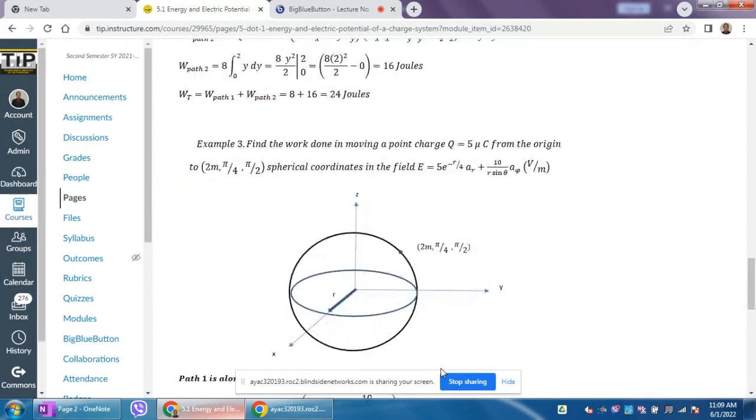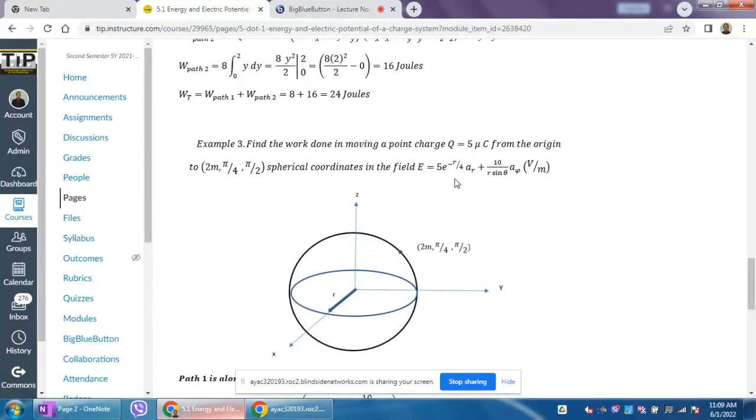Okay, so moving on. Okay, let's have this next example. Ito naman pong next example natin is a spherical coordinate system. So find the work done in moving a point charge Q of 5 microcoulomb from the origin. Okay, from the origin, gitna. So sphere po ito, no? From the origin, papunta sa 2m, pi over 4, pi over 2, which is ito po yun, yung location na to.